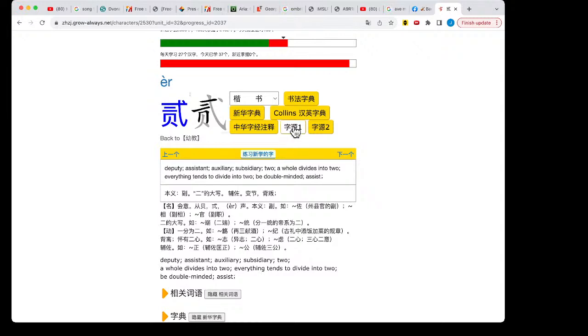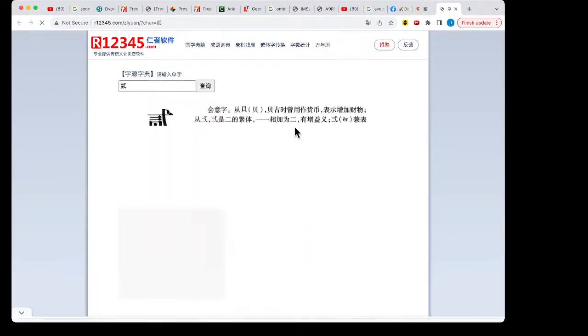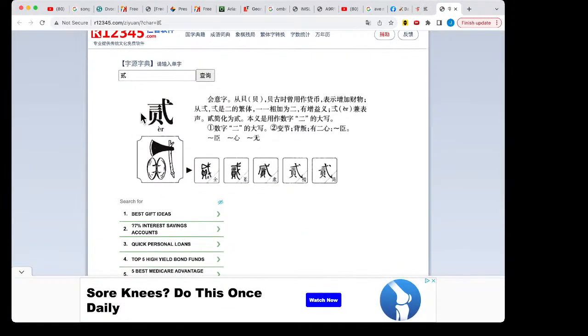Let's take a look at this character. You see there's a 贝. 贝 means shell, so you know this one has something to do with money. The top part is 弋, which is actually the traditional character of two. Just remove the 贝, and that was the original 二 in traditional Chinese.